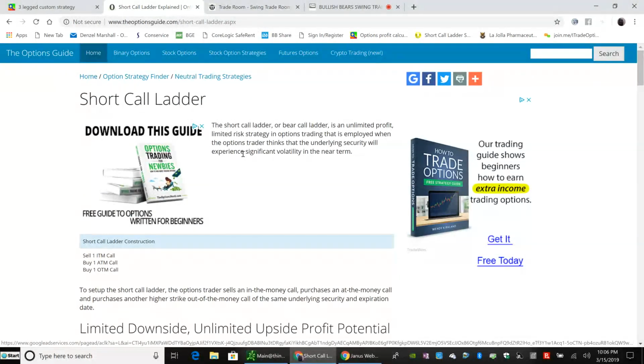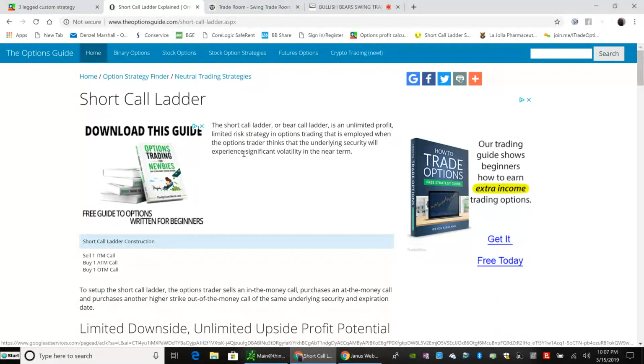Documenting the short call ladder. So my review and my explanation of the short call ladder option strategy. And for you guys who don't use this tool, this would be a good tool to use if you really need further clarification and explanation in reference to certain strategies. The optionsguide.com is a good resource for you to use.